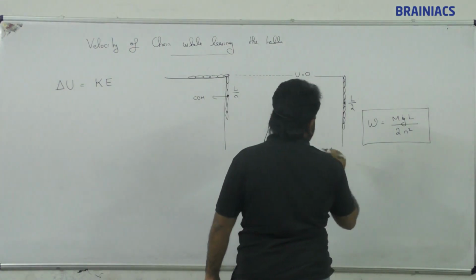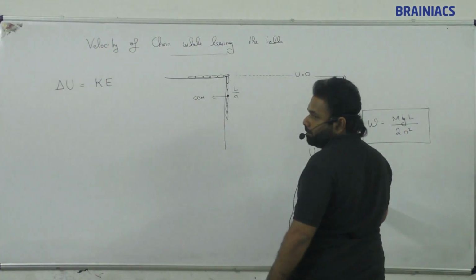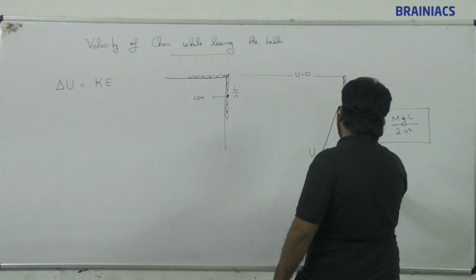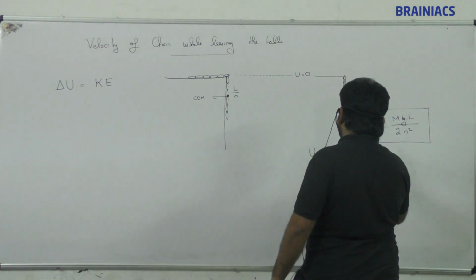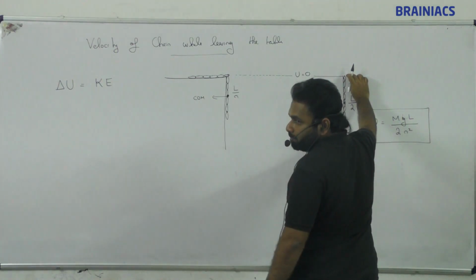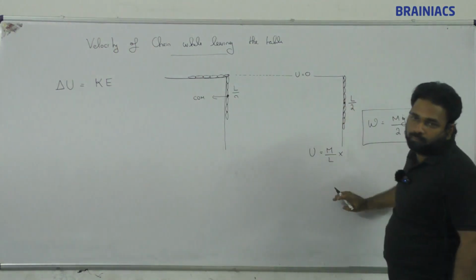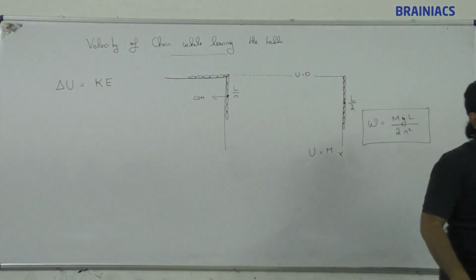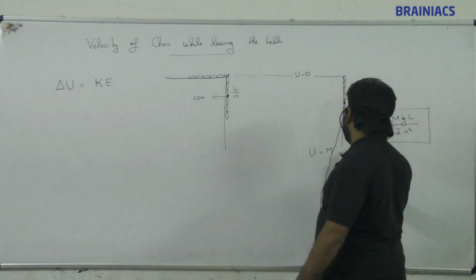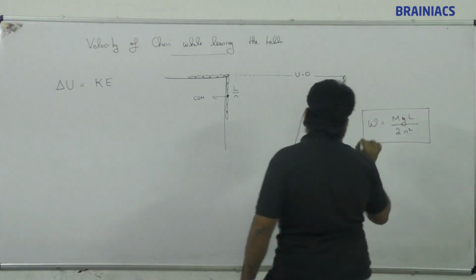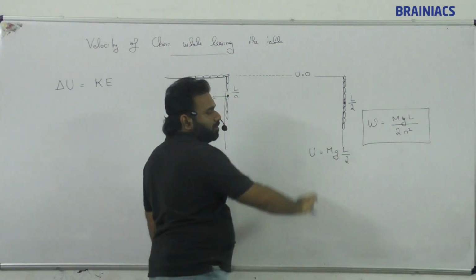So again, M by L is the mass per unit length, into L by 2. See, M by L is the mass per unit length, into how much of the full length is hanging now. So we need not multiply M by L into L, we can simply take the total mass. Now mg, what is the height? L by 2. This is the potential energy of this situation.